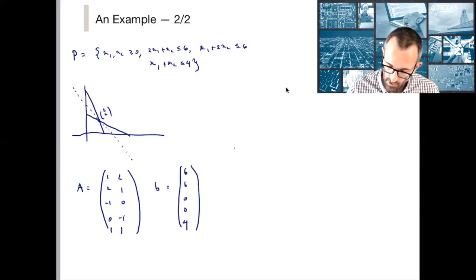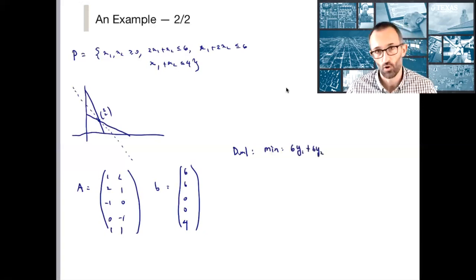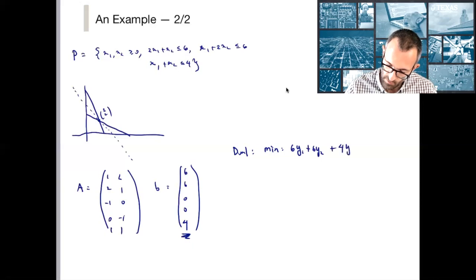So what is the dual that we had? You can compare this to the previous slide. I'm going to have one more variable. I'm going to have 5 variables now. So it's min of 6y1 plus 6y2 plus 0y3 plus 0y4 as before. But now I have plus 4 times y5. And I have similar constraints as before.